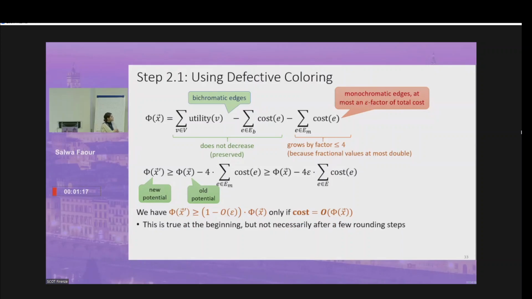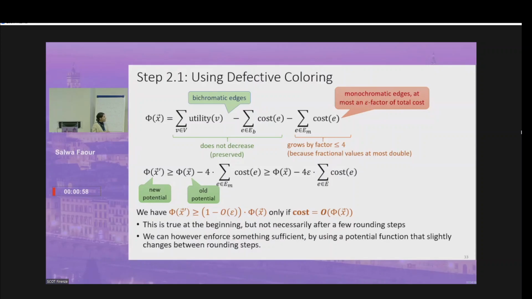Unfortunately, I don't have much time. Okay, sorry. Now, initially, this is true. The cost is in order of the potential. You can see this by yourself if you think about the fractional assignments, they were 1 over delta. But this is not necessarily true after some few rounding steps, and that was a problem. We resolved this using different machinery, which I don't have much time to explain, but things work out.